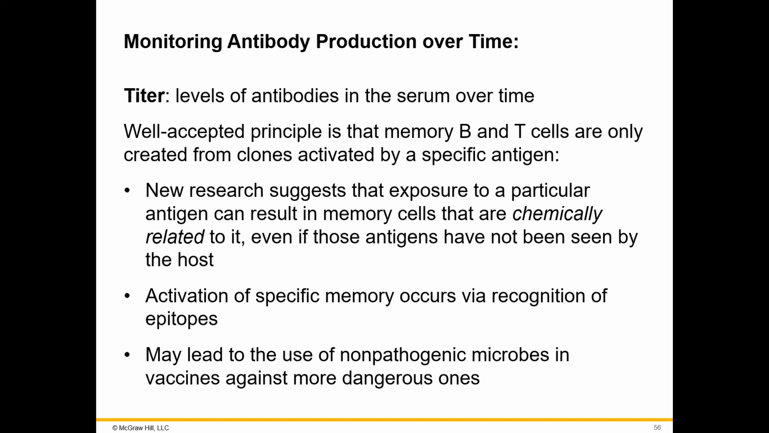I do want to mention one more thing here before we close. So we accept that memory B and T cells are only created from clones that are activated by a specific antigen. So this gives us a much quicker and more effective response in the second exposure and all of the exposures thereafter. But now there is a phenomenon that is being investigated. It's been suspected, and there are some confirming studies. And what it's showing is that exposure to a particular antigen can result in memory cells that will recognize antigens that are chemically related to it, even if those antigens haven't been seen by the host.